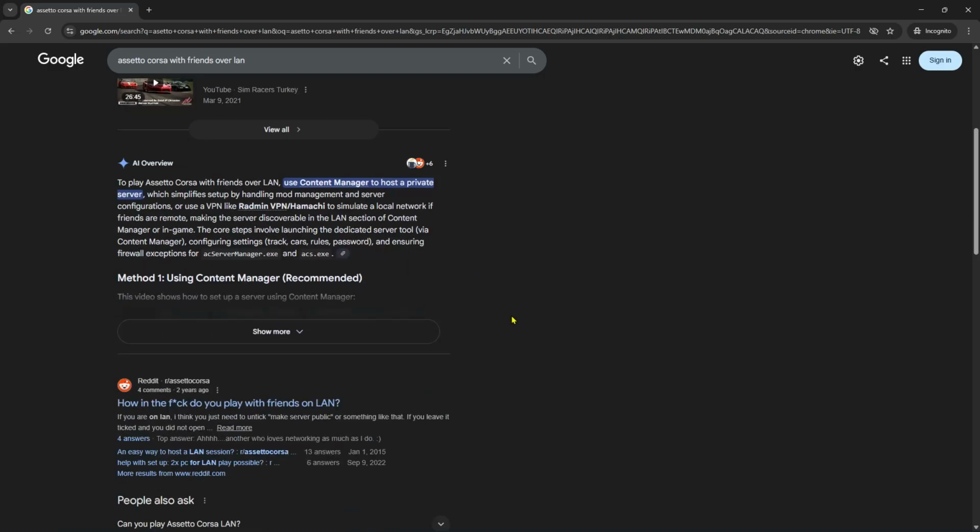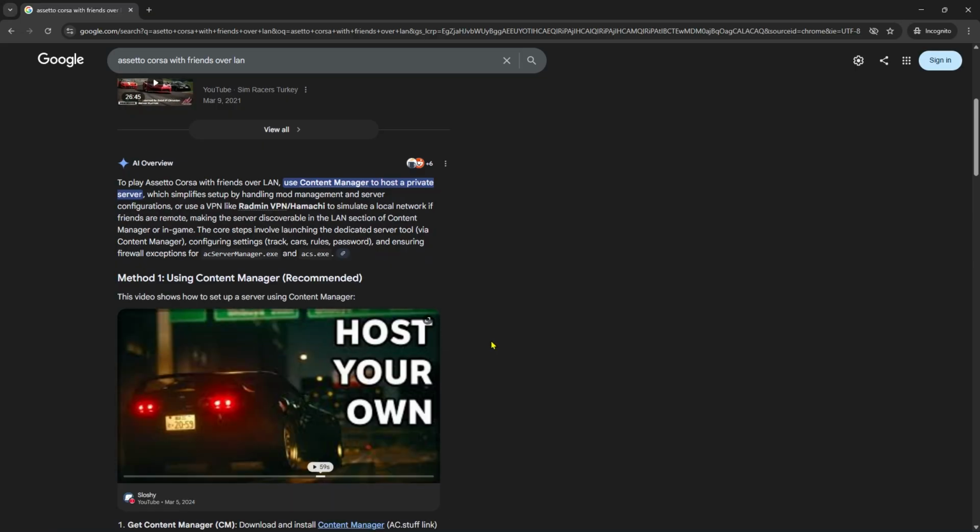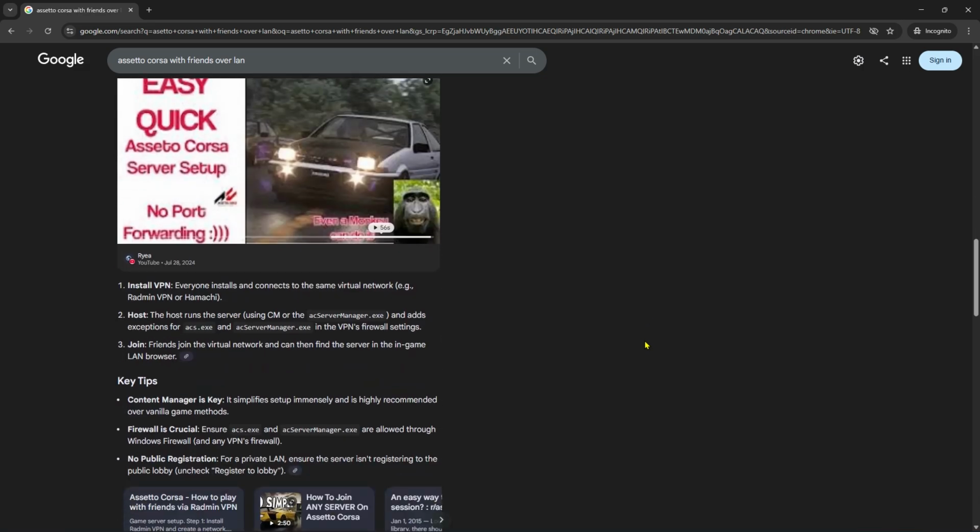Start by designating one computer as the host and launch the game in LAN server mode, configuring your track, of course, car selection, and race settings.